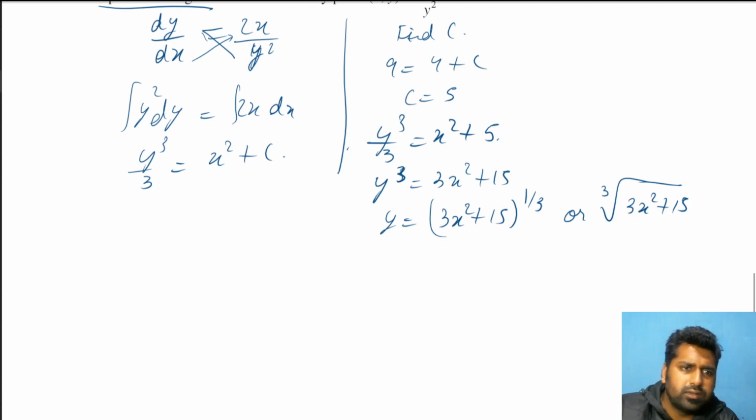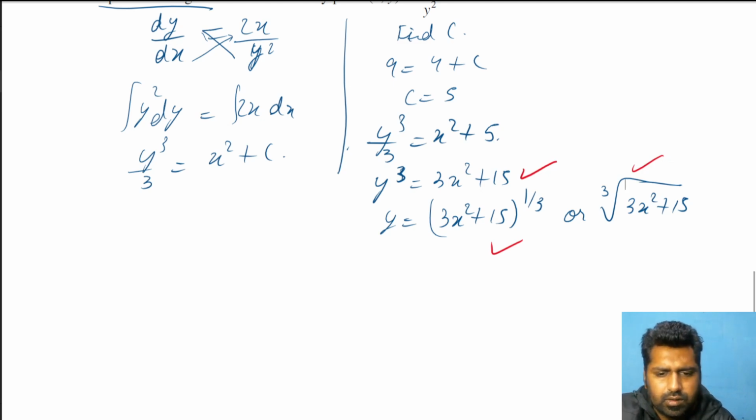So again, this could be the answer, or this could be the answer, or this could be the answer. Okay, all of them are correct. There's no proper way to say that this is correct and that one is incorrect.